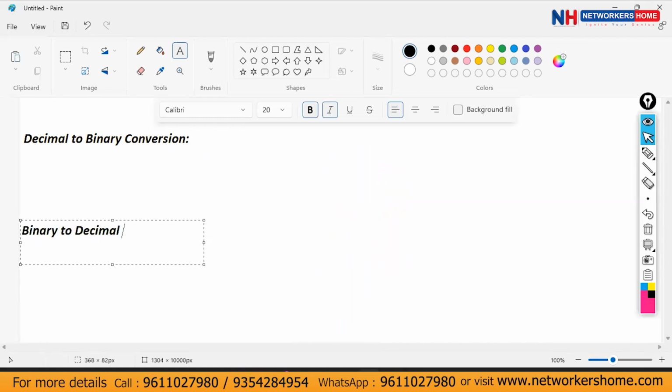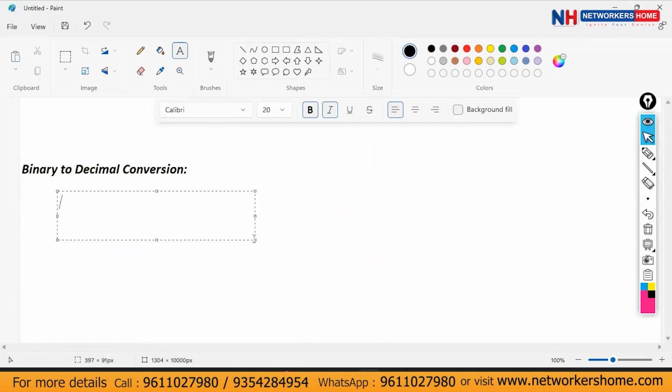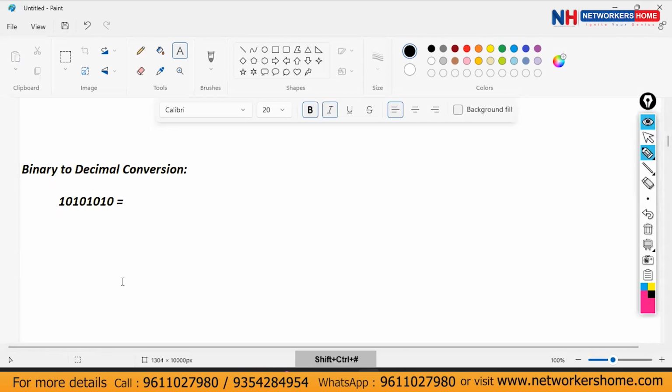Binary to decimal conversion. Now again, let's say you have a binary number 10101010, and you want to convert it to decimal. How are you going to convert it? See, whatever binary number is given to you, just write the binary number. Now from right to left, write the place values and start from zero: 0, 1, 2, 3, 4, 5, 6, 7. Now anywhere you see a one in the binary number, say there is a one here, and the place value is 7, so just write 2 raised to power 7.